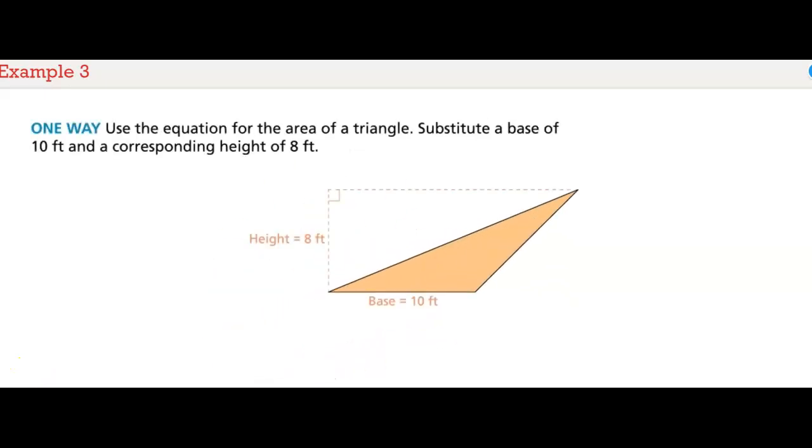To find the area, use the equation for the area of a triangle. A equals 1/2 times the base, B, times the height, H. Now, substitute a base of 10 feet and a corresponding height of 8 feet. Multiply to find that A equals 40. The area of the triangle is 40 square feet.